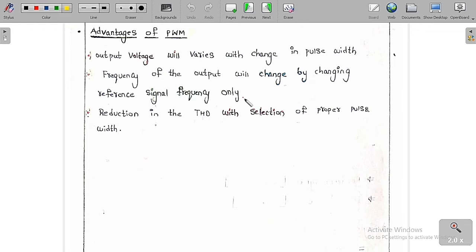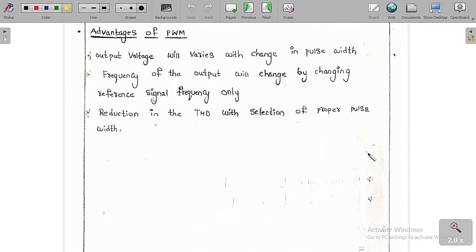Therefore the frequency of the output voltage depends only on the frequency of the reference signal. As you vary the frequency of the reference signal, the frequency of the output voltage also changes. So the frequency of the output voltage changes by changing the reference signal frequency only.